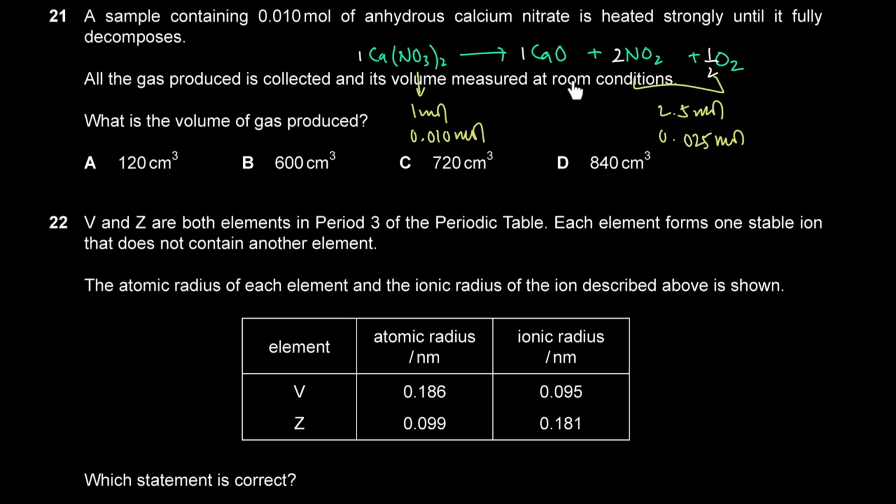We want to find the volume of gas produced at room conditions. We have the number of moles of gas. We know that the volume occupied by the gas is just the number of moles times 24,000, where 24,000 cm3 is the molar volume of a gas. So this will be 0.025 times 24,000, which gives us the volume of gas as 600 cm3. So that's the volume of gas that's being produced.